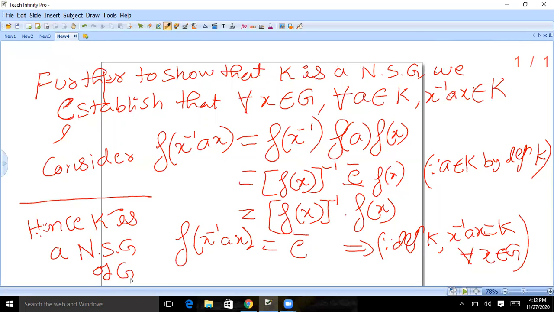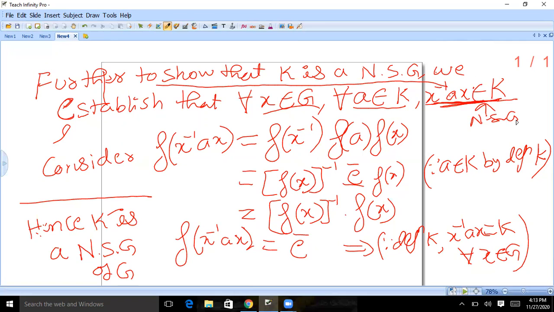So in the last frame what we have discussed is that we need to prove this. We established that now we consider x belongs to G, as we already have in the question. Therefore a belongs to K, which we already know. So for x and a, by using the normal subgroup property we can write this. Okay, x inverse a x belongs to capital K.